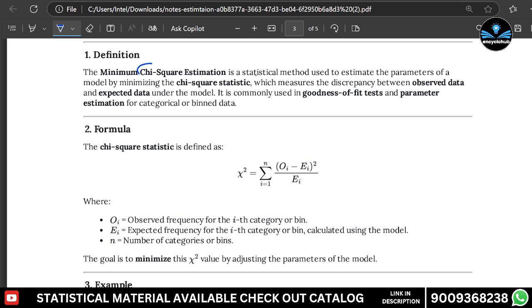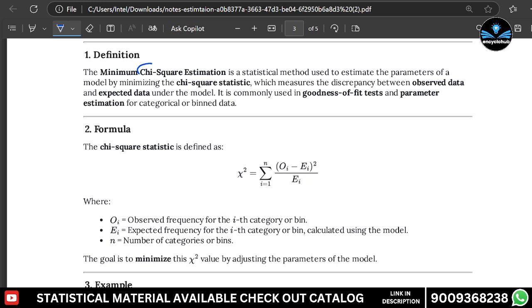Chi-square estimation is a statistical method to estimate the parameters of a model by minimizing the chi-square statistic, which measures the discrepancy between the observed and the expected data under the model. It is commonly used in goodness of fit tests and parameter estimation for categorical or binned data.